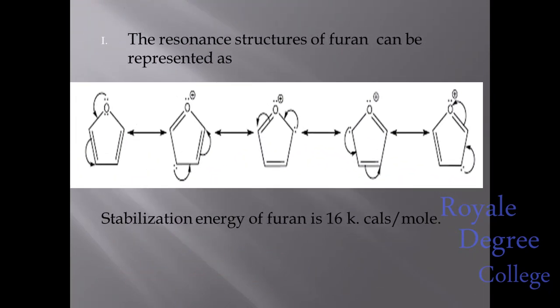So the resonance structure of furan can be represented as, here you can see the resonating structures of furan, which is a 5-membered ring compound, we all know this. In that the heteroatom is oxygen. On the oxygen you can see the lone pairs of electrons. The 2 lone pairs of electrons are present on the oxygen. So what is happening here? One of the lone pairs of electrons is shared, forming a bond between oxygen and carbon.